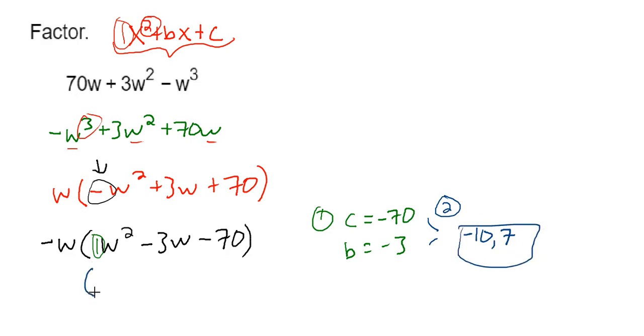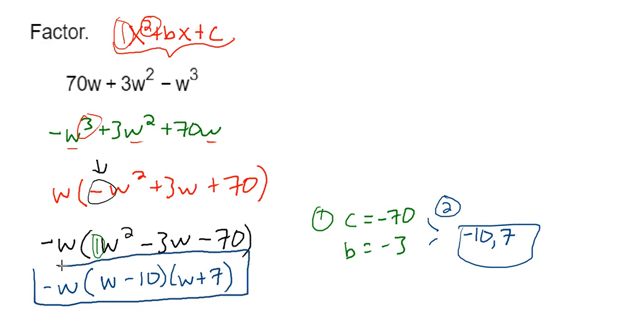And now I can factor this using those two numbers. It'll factor as w minus 10, w plus 7, and then make sure you copy down the greatest common factor as well. And so this is what you'd want to type into Math Excel. All right. So make sure you write your expression in order from highest to lowest power, and make sure you factor out the greatest common factor before you get started using this process right here.